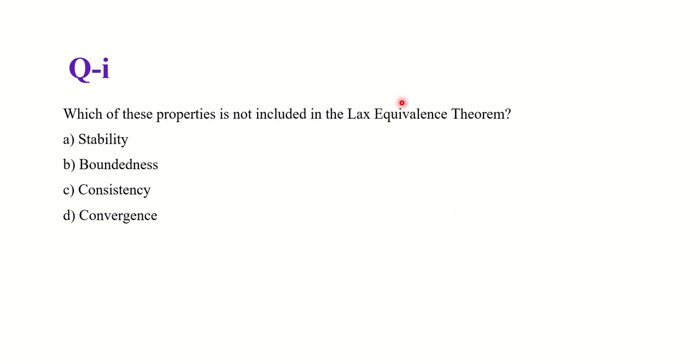Question 1. Which of these properties is not included in the Lax equivalence theorem? Option 1, stability. Option 2, boundedness. Option 3, consistency. Option 4, convergence. I'll just repeat the question and give you a minute or two, and then we'll discuss at the end. Which of these properties is not included in the Lax equivalence theorem? Stability, boundedness, consistency, convergence.